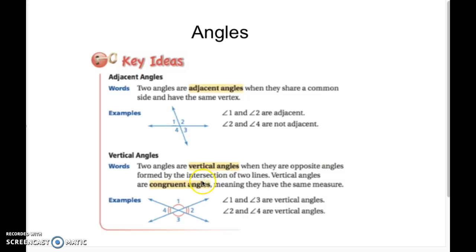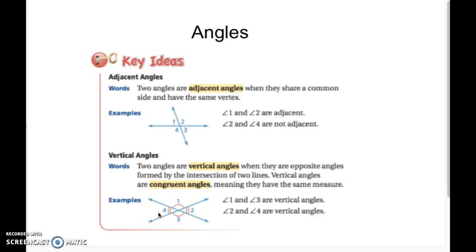Another type of angle is vertical angles. So 2 angles are vertical when they have opposite angles formed by 2 intersecting lines. So we can see here, here's our 2 intersecting lines. So the opposite angles are across from each other. So 1 and 3 are vertical angles, and 2 and 4 are vertical angles.